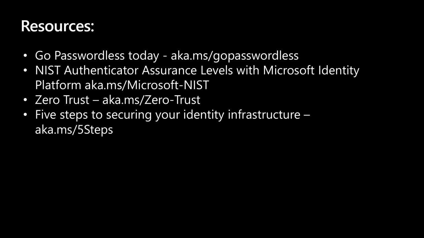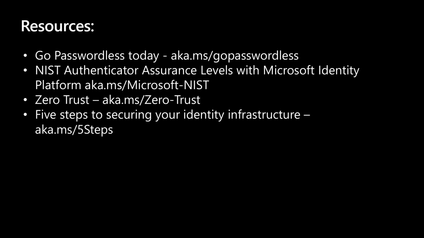And here are some resources I'm going to leave you with. Going passwordless today, go to aka.ms/gopasswordless so you can understand how you can actually leverage passwordless options like Windows Hello for Business, FIDO keys, or the Authenticator app. We actually recently published the NIST Authenticator Assurance Levels with the Microsoft Identity Platform document. So if you're interested in where the Microsoft Identity Platform fits with the Authenticator Assurance Levels from NIST, definitely check out this white paper. Also, for Zero Trust, we do have some really great documentation that goes in depth at aka.ms/zerotrust. Definitely recommend to review it.